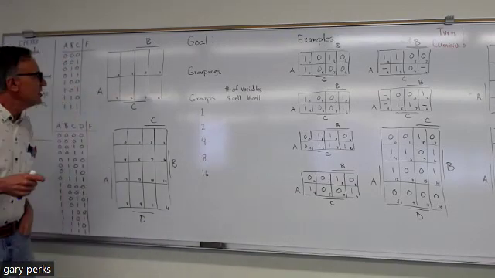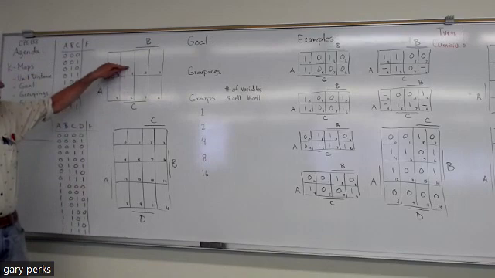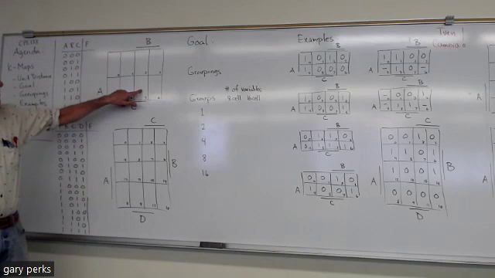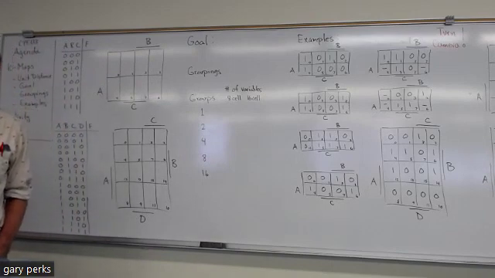And unit distance just means that if you take any cell and you compare it to the cell above it, below it, or to each side of it, there's only a 1-bit difference in the numbers of the cells, which are called indexes.